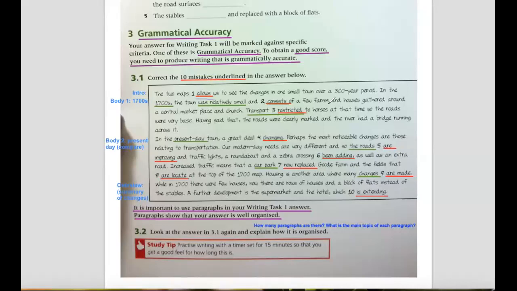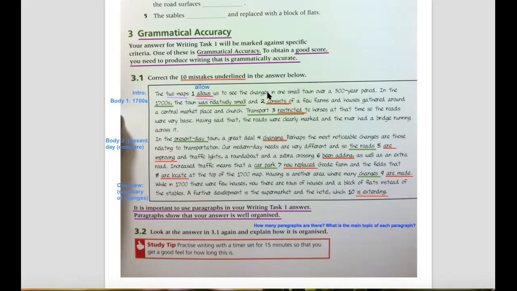So this is incorrect. So you can pause the video, think about how we could correct this. So you need to look at your subject. So the two maps. So the subject is plural. So it should be allow us. Okay, this is just present simple. So for plural, there's no S. Let's look at the second one here.